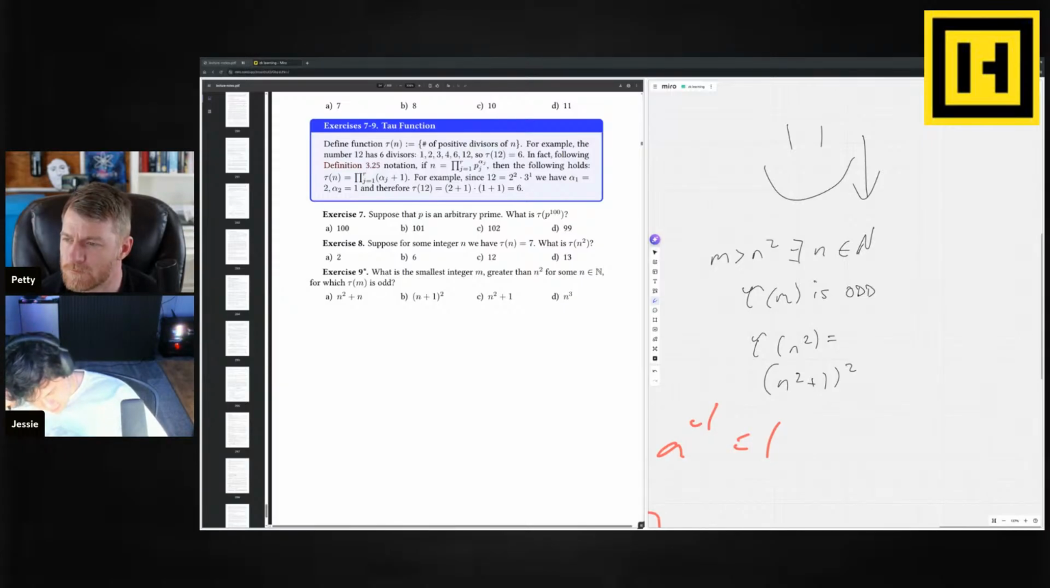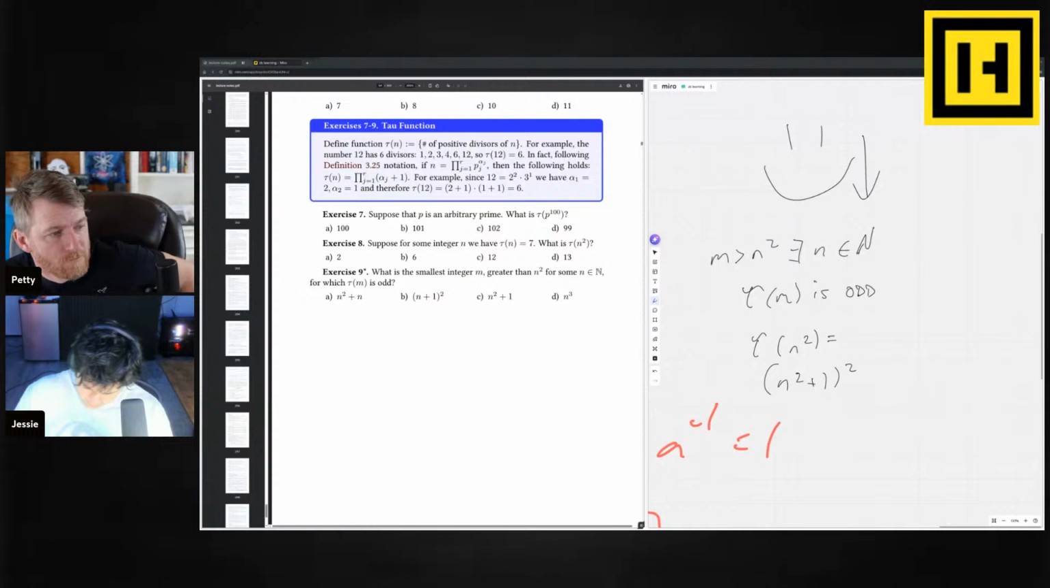What is tau of n squared? So we did 13 minus 1, so maybe I go in reverse. So say n squared minus 1, and then do... man, this is annoying.